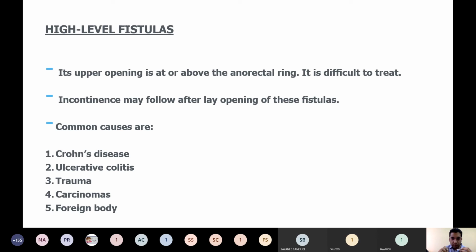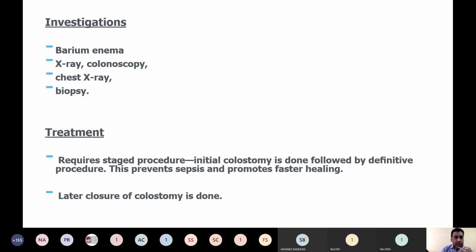That's what it is a part of. While treating, you might injure. That is when you can expect incontinence. Otherwise, these fistulas are most often extrasphincteric. It doesn't involve either internal sphincter or external sphincter. And the causes will be Crohn's disease, ulcerative colitis, trauma, carcinoma, etc. So investigation will be same as the low level fistulas, except we take biopsies here.